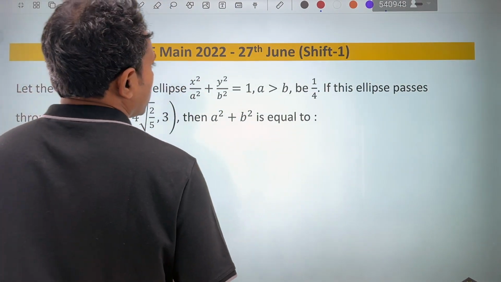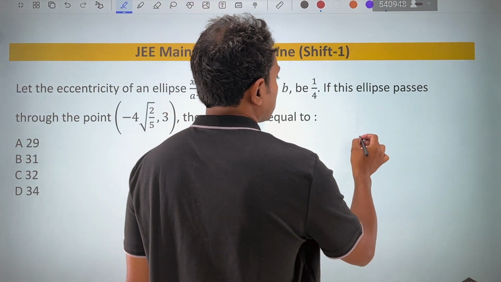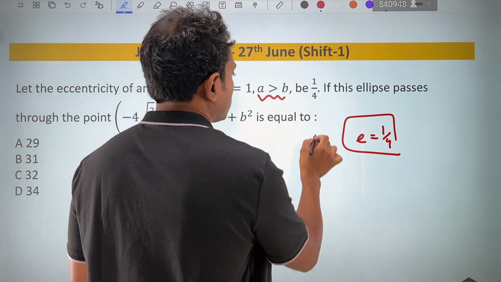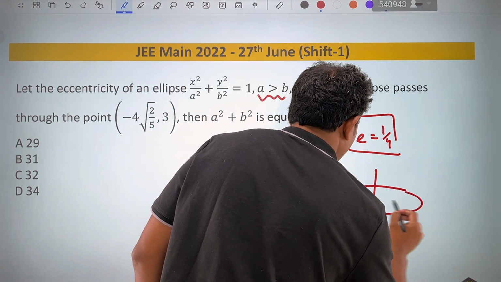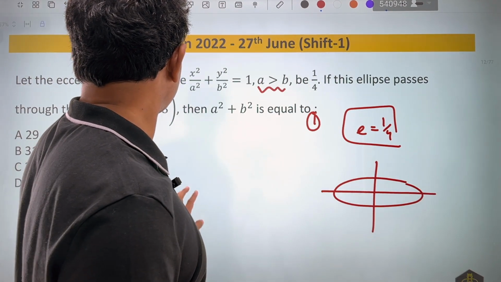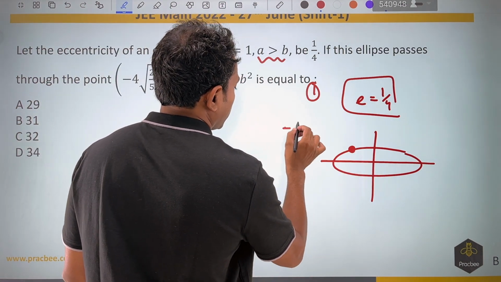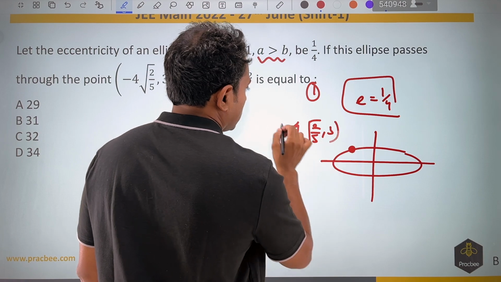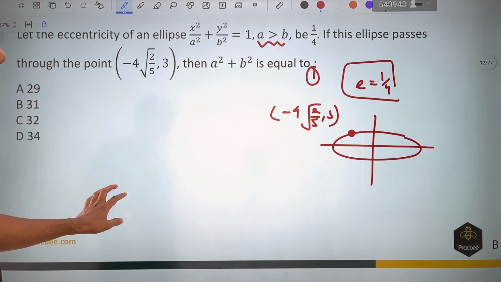If the eccentricity of the ellipse is 1 by 4, so e is given as nothing but 1 by 4. They have given a is greater than b, so we also understand that the ellipse will be something like this. So this is what the diagram will look like. If this ellipse passes through the point minus 4 root 2 by 5 comma 3, so this point is going to be here, minus 4 root 2 by 5 comma 3. This point is given. Then a square plus b square is equal to what?